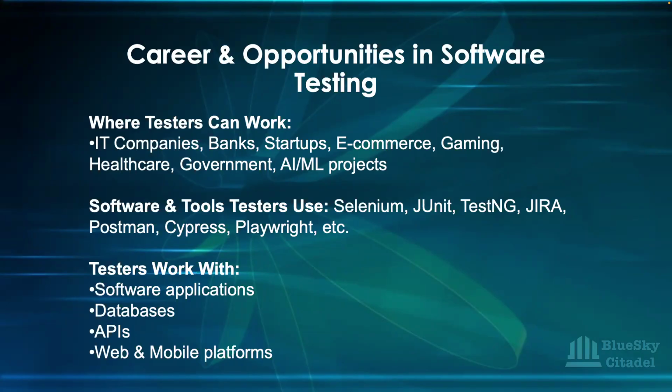So the tools and software that testers use include Selenium for web testing, JUnit for unit testing, TestNG, which is like a test runner, so that's for Java. Then Jira, which is like a project management tool. Then Postman for API testing, Cypress similar to Selenium for web testing, and Playwright, which you can use for both web testing and API testing.